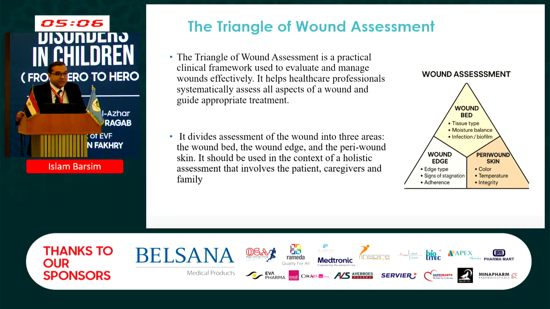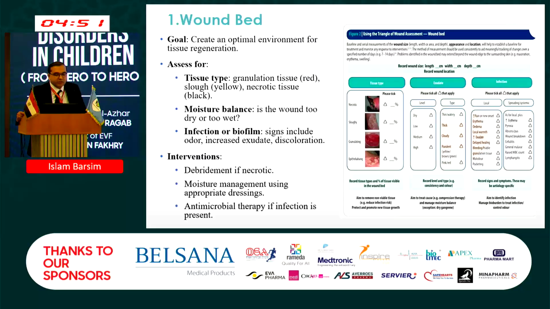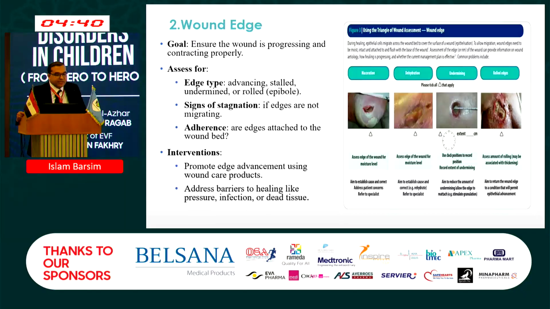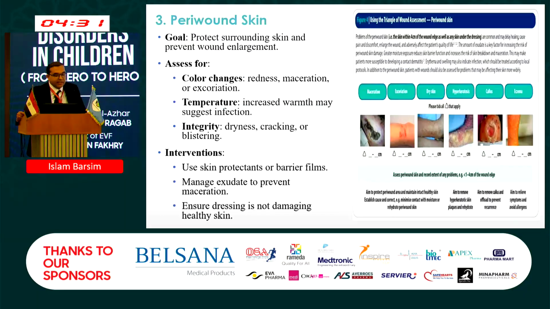What about the wound bed? Our goal is to create an optimal environment for tissue regeneration, and the assessment of the wound bed is by 3 main items: tissue type, exudate, and infection or biofilm formation. What about the wound edge? Ensure the wound is progressing properly, assessing edge type, signs of stagnation, and adherence. What about peri-wound skin? Protect surrounding skin and prevent wound enlargement, assessing color changes, temperature, and integrity, by using skin protectant and managing exudate to prevent maceration.